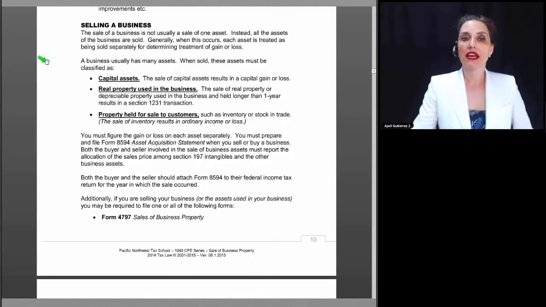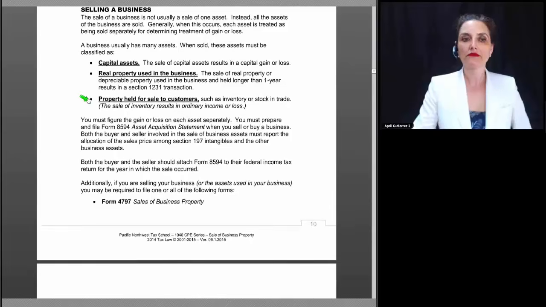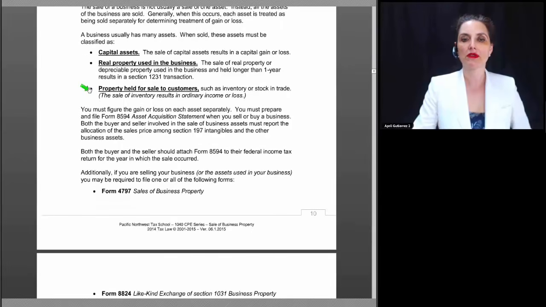So a business usually has many assets, and when these assets are sold, they have to be classified as capital assets, real property used in the business, and property held for sale to customers. The sale of a capital asset generally results in a capital gain or loss. The sale of real property or depreciable property used in the business and held more than 1 year results in a Section 1231 transaction. And for property held for sale to customers, such as inventory or stock in trade, the sale results in ordinary income or loss.